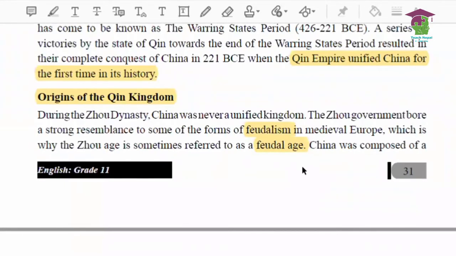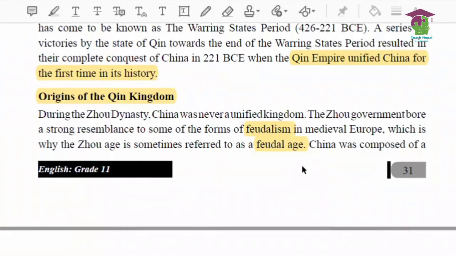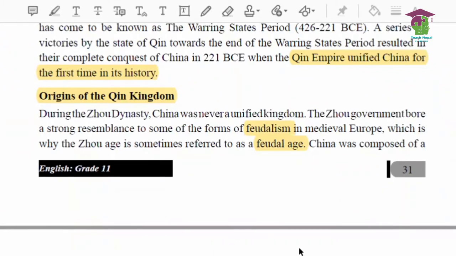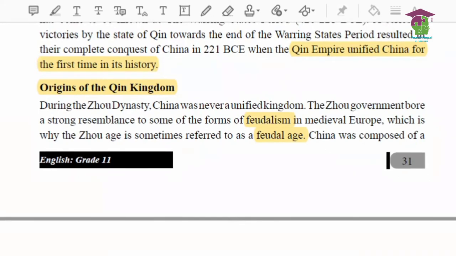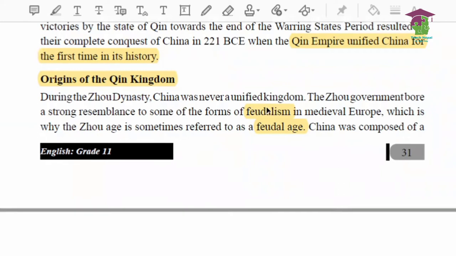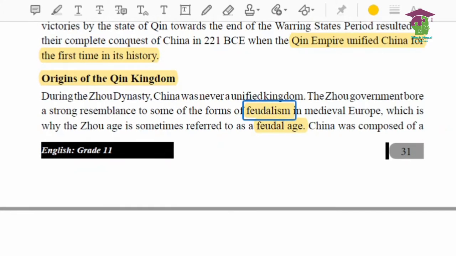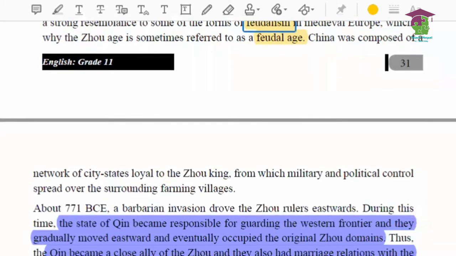After the short background of the Qin Dynasty, the origin of the Qin Kingdom is given here. After the Zhou Dynasty, the Qin Kingdom came to China. The Zhou Dynasty resembled feudalism in medieval Europe. Feudalism means samantabad, exploiting the people, from which military and political control is spread. And then gradually the Qin Dynasty defeated the Zhou Dynasty. My key point is highlighted. So if you go through this, then it will be enough for you.